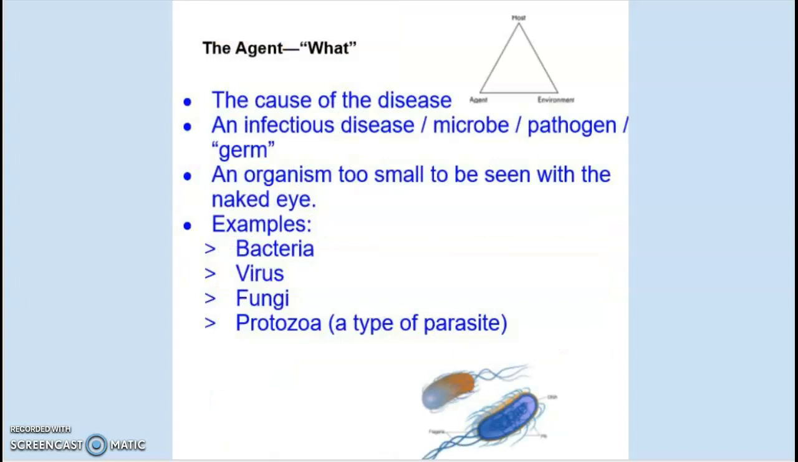The agent is the what. So the agent is the cause of the disease. An infectious disease could be caused by a microbe, a pathogen, a germ. It's an organism too small to be seen with the naked eye. So some examples of agents would be bacteria, virus, fungi, or protozoa.